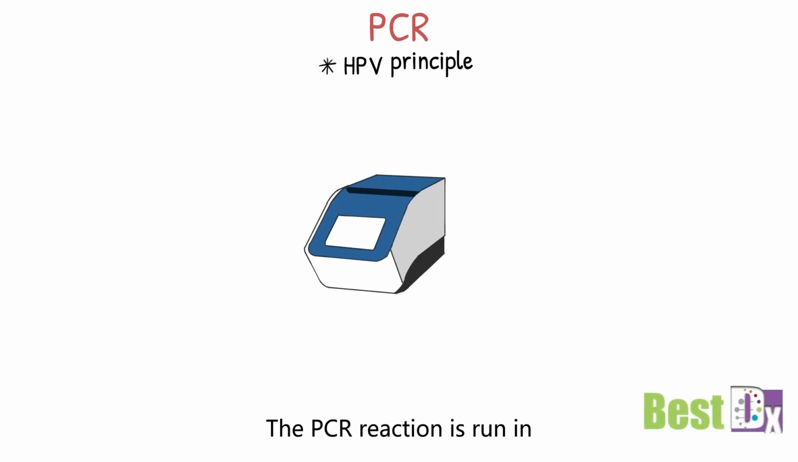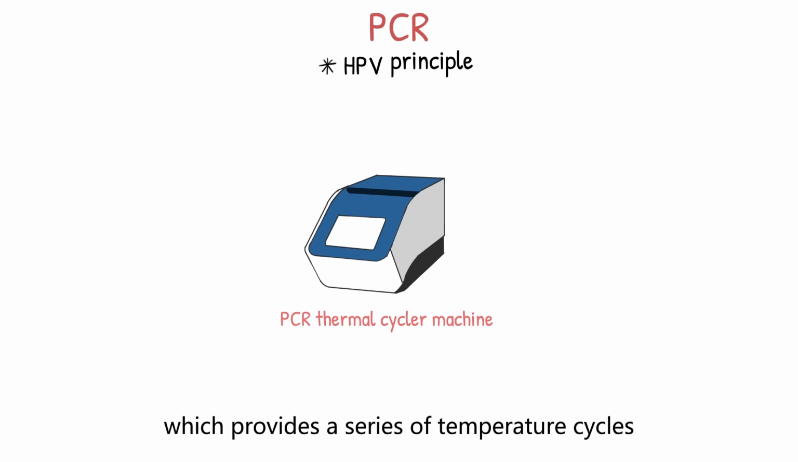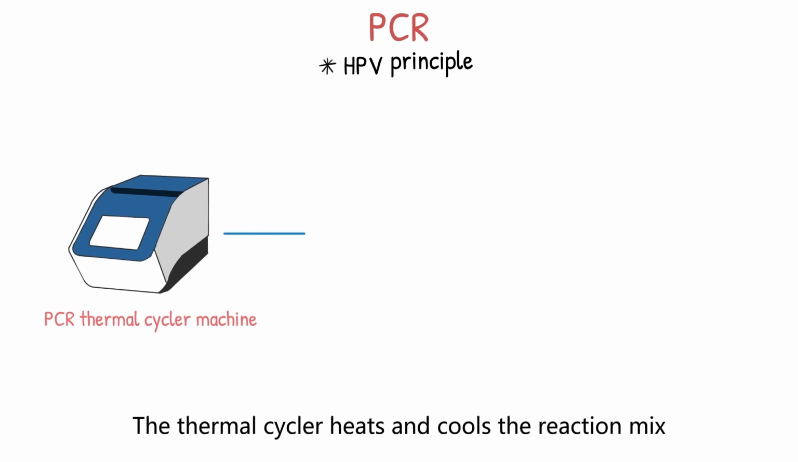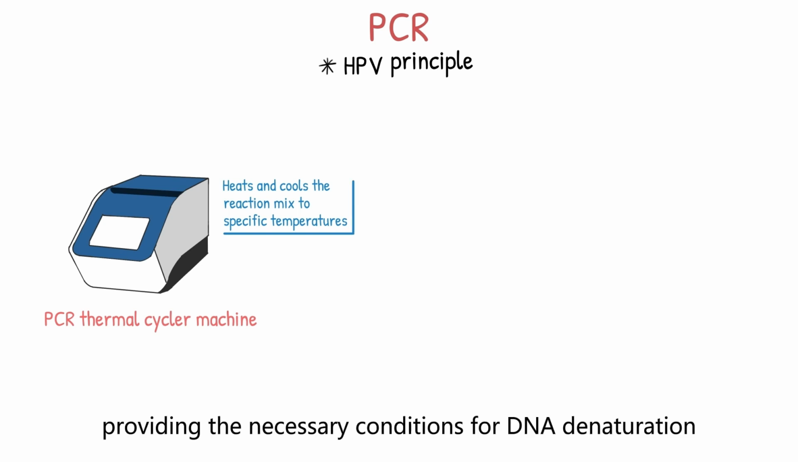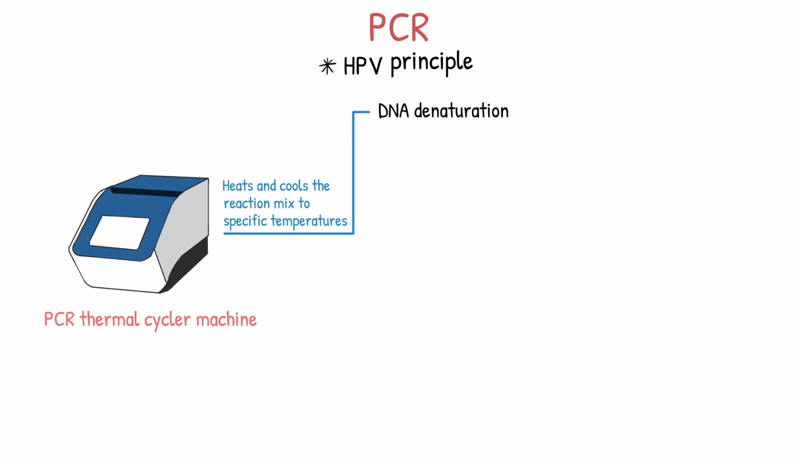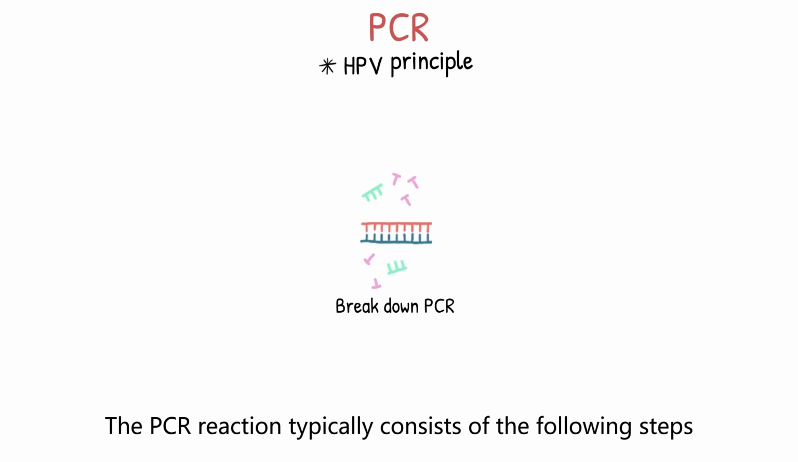The PCR reaction is run in a thermal cycler machine, which provides a series of temperature cycles that are optimized for the PCR reaction. The thermocycler heats and cools the reaction mix to specific temperatures, providing the necessary conditions for DNA denaturation, primer annealing, and extension of the PCR product. The PCR reaction typically consists of the following steps.